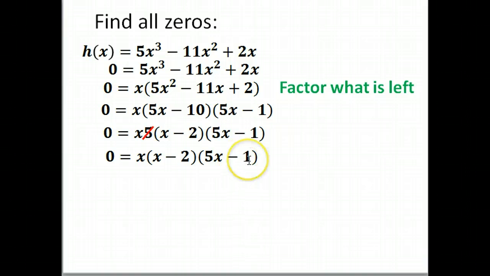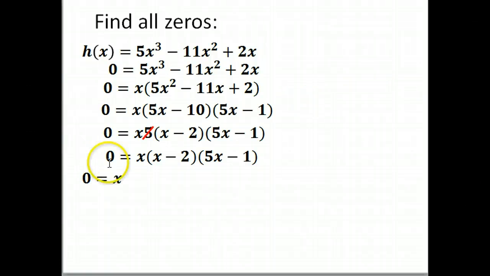Okay, now that I've got this set up, I'm just trying to solve it for x, basically. I'm trying to set these up so that I can find out what x equals. We've done these before, where it's x minus 2 equals 0 and 5x minus 1 equals 0. So I'm going to set up each one of these three equations. I'm going to go x equals 0, and I got that one. If we look right here, this x, I set up that first x equals 0.